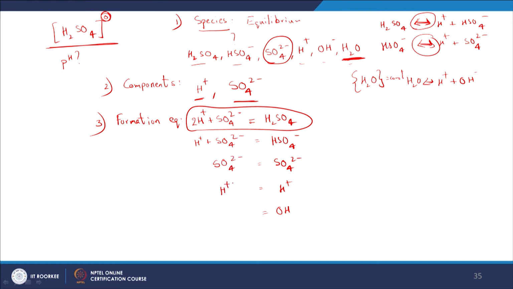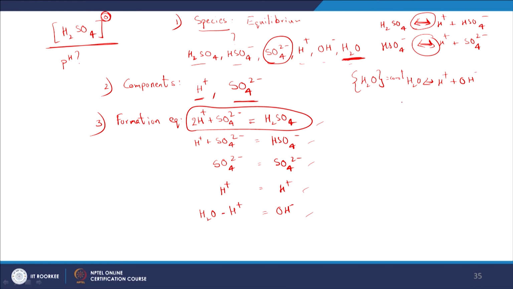I need one H plus to form H plus, and then people are usually stuck with how to get to OH minus. But if you keep in mind, H2O is always again a component, so H2O minus H plus will be equal to OH minus, right. So with this, as you see, I was able to form all the 5 species that I wanted to: H2SO4, HSO4 minus, SO4 2 minus, H plus and OH minus.